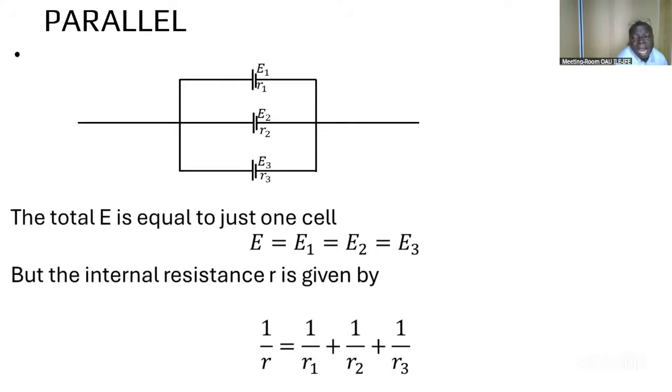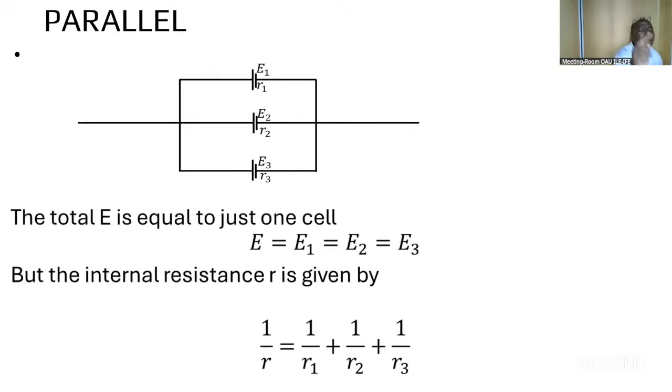So if you connect them in parallel, the total voltage will still be E, will just be one. It will still be 12 volts that you'll be reading if you connect in parallel. But look at internal resistance. The internal resistance will help you to reduce the work done. Look at what we have.